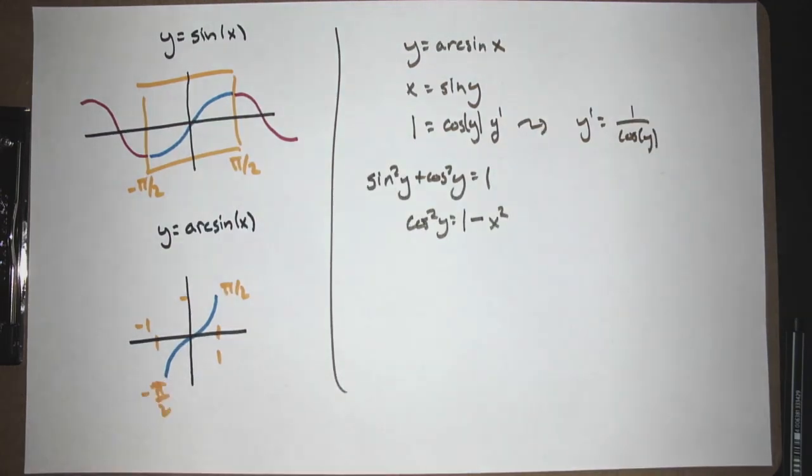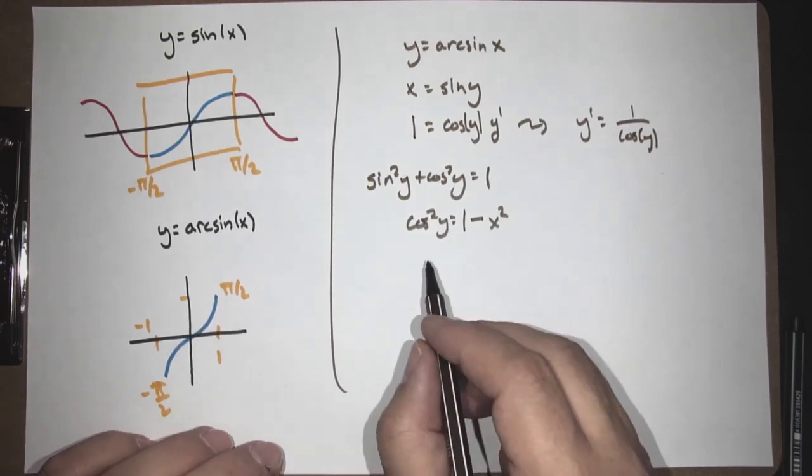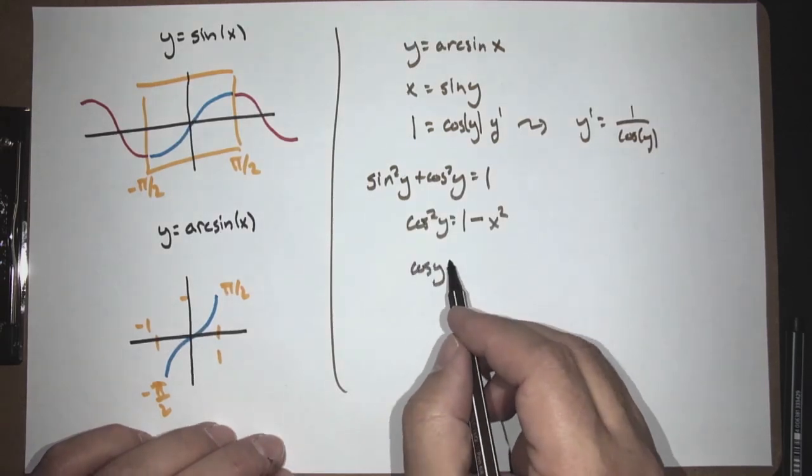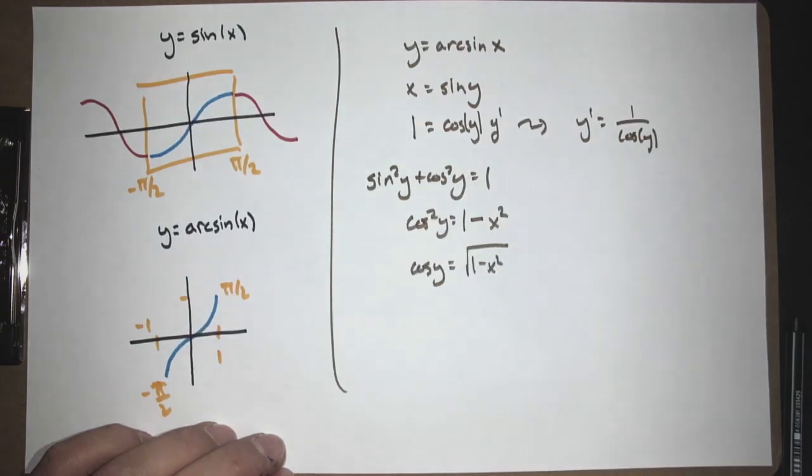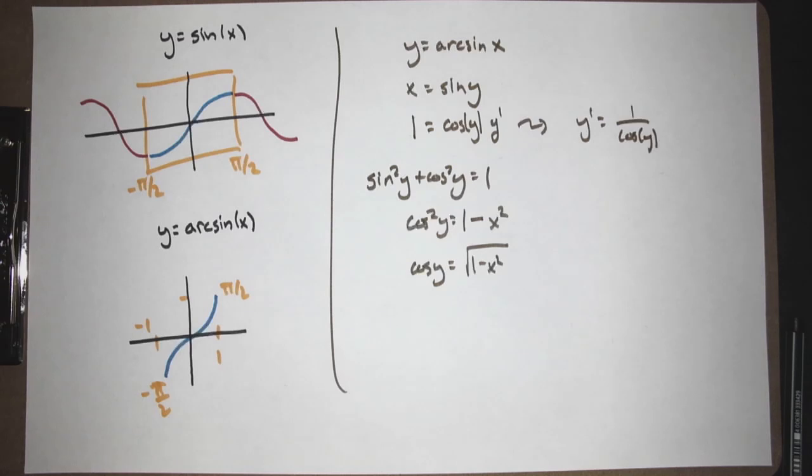So how do you get to cosine of y? Take the square root. So cosine of y is the square root of 1 minus x squared. Now, at this point in time, you're probably saying, oh, Steve, you goofed. You forgot something. What did I forget?